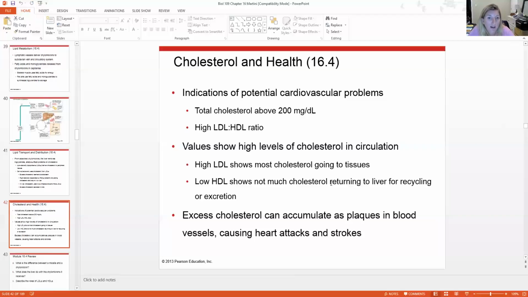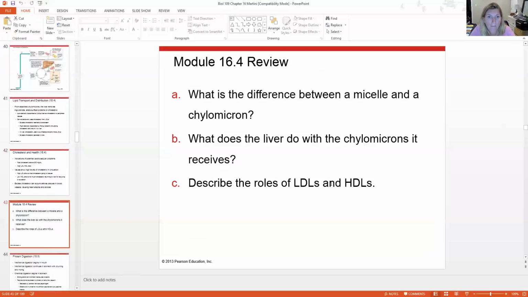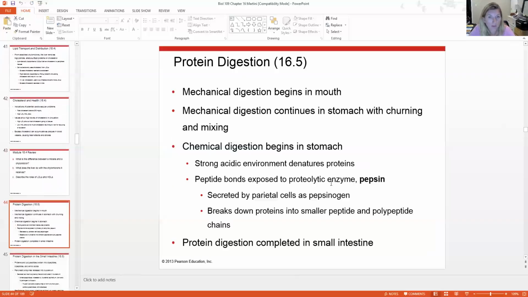So again, if you have high LDL levels, that's saying that there's lots of cholesterol that's going into your tissues, which might not be a good thing. If you have low HDL levels, it shows not much cholesterol is going back to the liver, so it's going somewhere else in your body, which again might not be a good thing. Excess cholesterol can collect as plaques. So you want to make sure that that excess cholesterol gets back to the liver, which is why you want a high HDL level. You can pause the video here, go back and review. Let's keep on moving through this section.